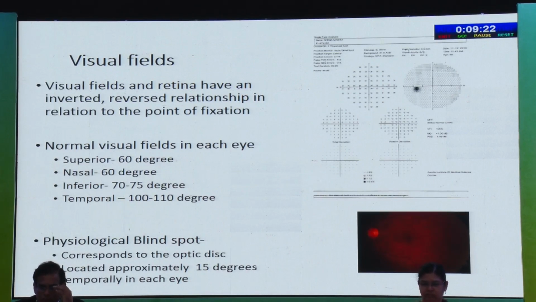So visual field and retina are related oppositely. The nasal retina represents the temporal field, and the temporal retina represents the nasal field with respect to the fovea. The normal visual field extends 60 degrees superiorly and nasally, inferiorly 70 to 75 degrees, and temporally 100 to 110 degrees. The physiological blind spot corresponds to the optic disc, and it is located 15 degrees temporal to the fovea.